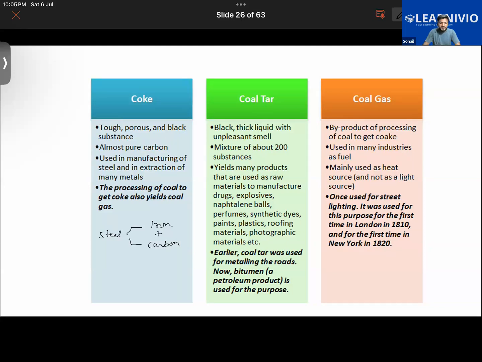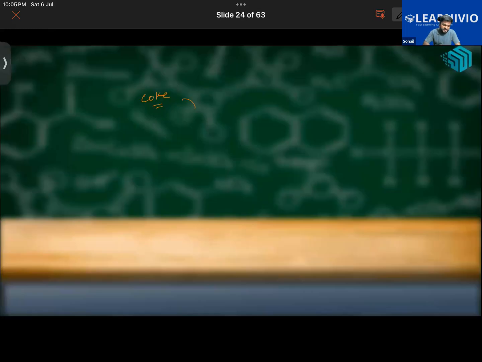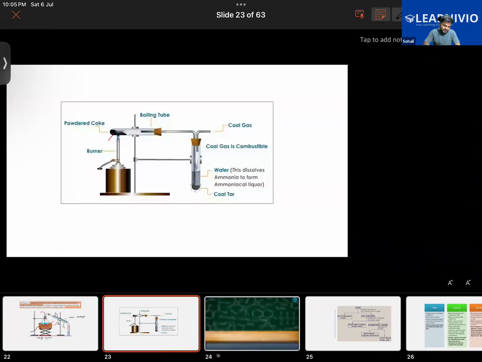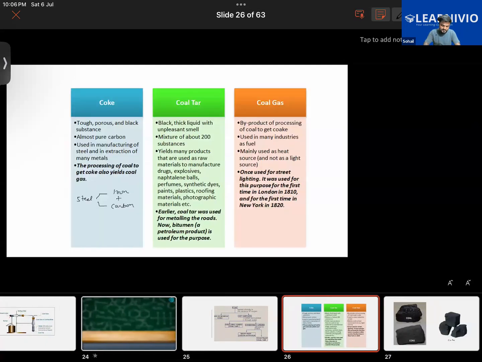So that is the uses of coke. Now, the processing of coal to get coke also yields coal gas. As you saw in this activity, while the coke was being processed, you were getting coal gas also. We will learn about it moments later.